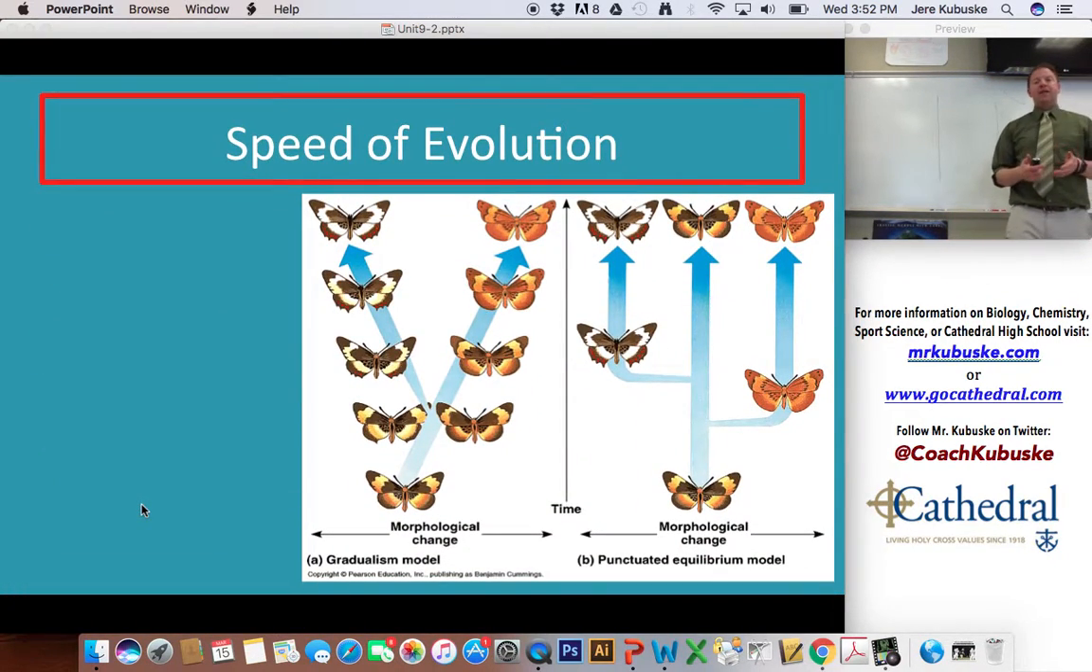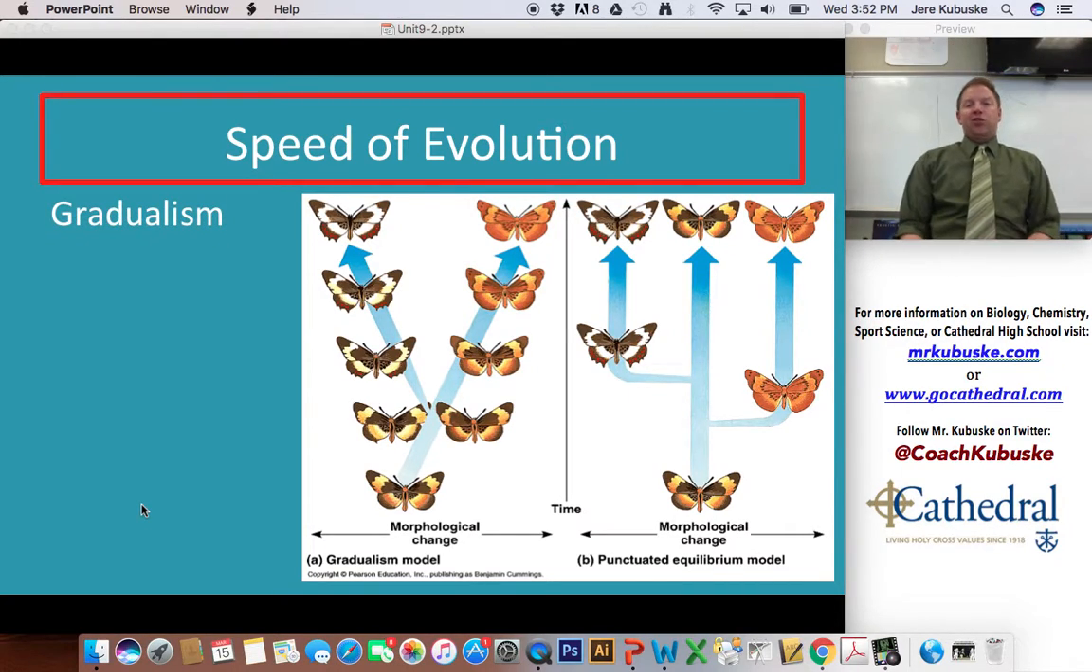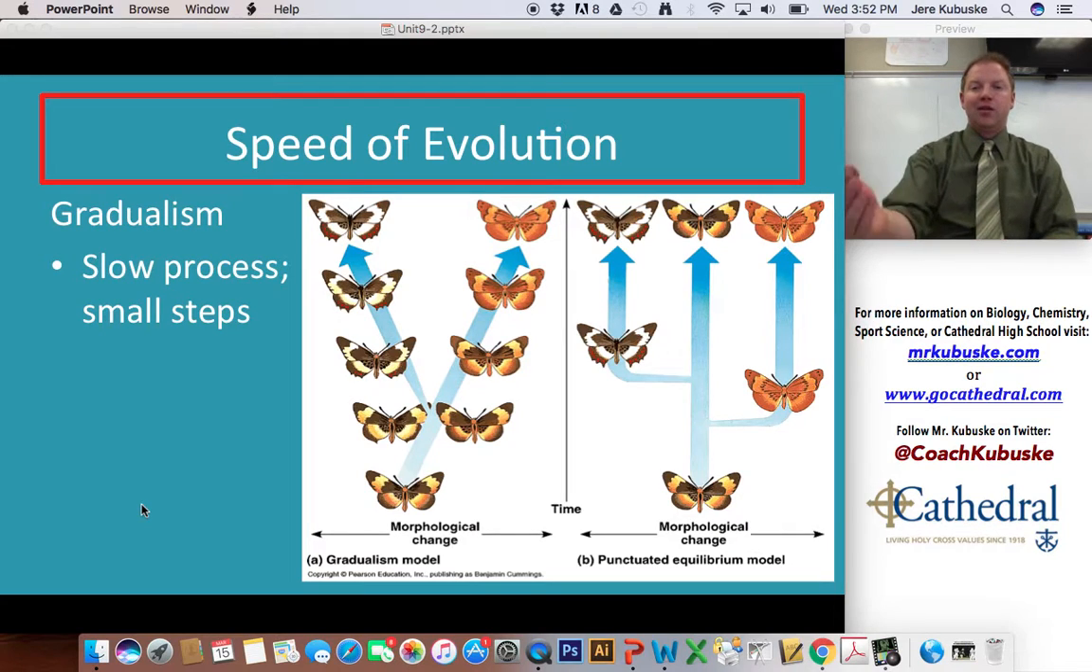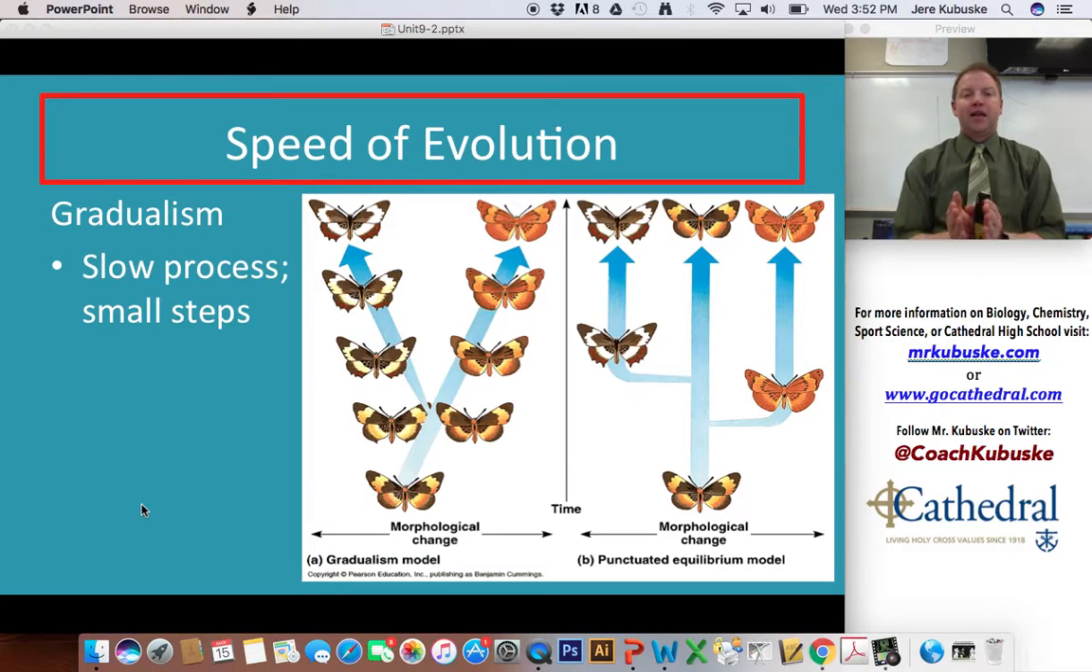So how fast does evolution occur? Well, there's a couple different theories about that. The first one's called gradualism. It's the idea that evolution occurs in slow, small steps over millions and millions or hundreds of thousands of years, or whatever it is. But we should see those small incremental changes in the species over time. Now, if we actually have those fossils, that's a different story. But that's the idea of slow, small changes.